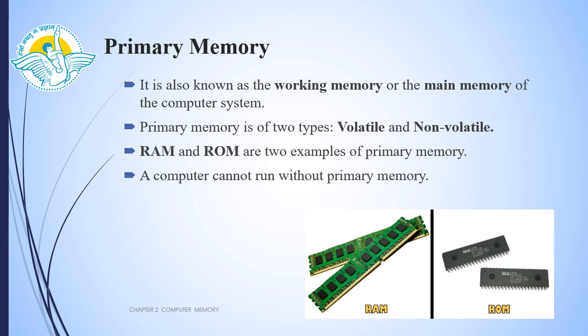Now let us understand what is primary memory. It is also known as the working memory or the main memory of the computer system. Primary memory is of two types, volatile and non-volatile. Volatile means the contents get erased when the power is switched off. Non-volatile means the contents do not get erased when the power is switched off. RAM and ROM are two examples of primary memory. A computer cannot run without primary memory.